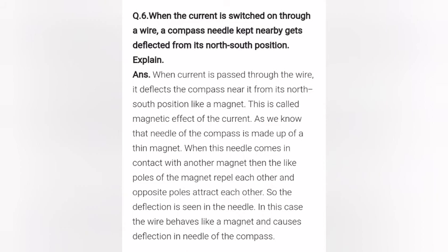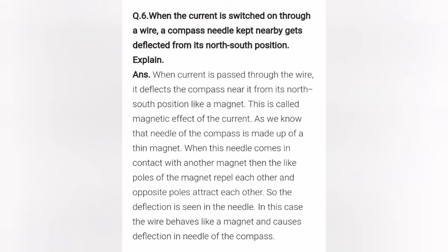When a current is switched on through a wire, a compass needle kept nearby is deflected from the north and south position. When the current is passed through a wire, it deflects the compass near it from its north position to the south position. This is called the magnetic effect. As we know, the needle of the compass is made up of a thin magnet. When this needle comes in contact with another magnet, like poles repel each other and opposite poles attract each other, so the deflection is seen in the needle. In this case, the wire behaves like a magnet and causes deflection in the needle of the compass.